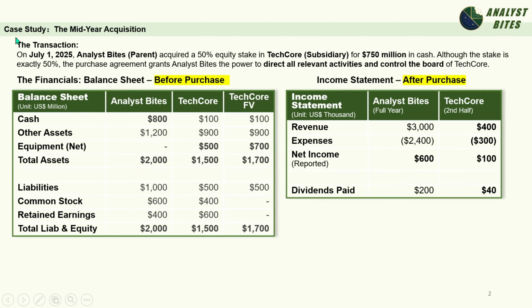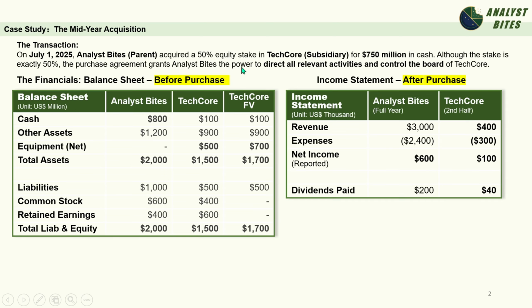First, the case info. I've kept the same framework from part 1. The fair value and book value differences are unchanged. If you haven't seen our foundation video on the equity method, acquisition method, and fair value amortization, I highly recommend watching that first. It will make this advanced version much easier to follow.